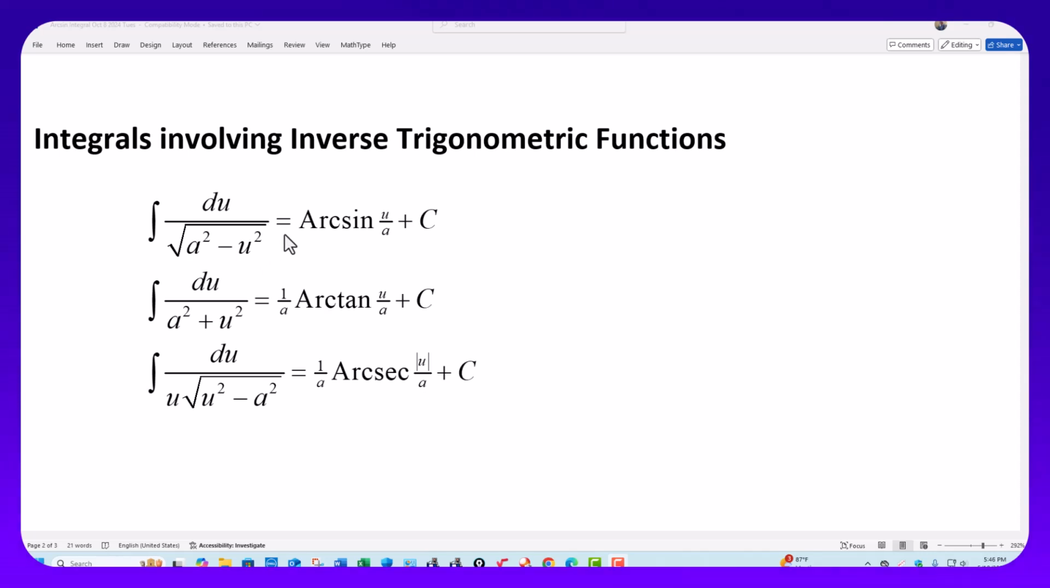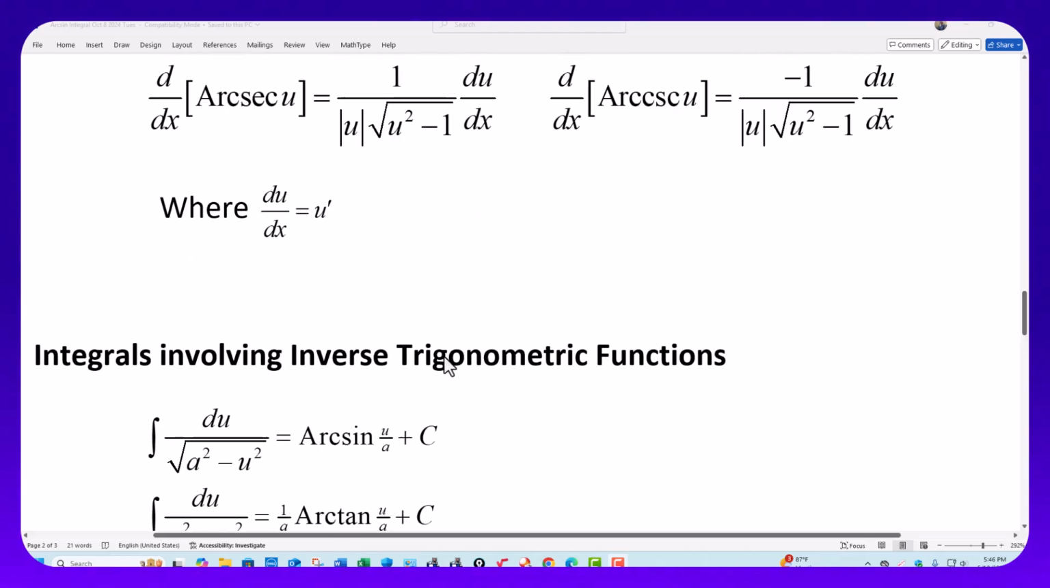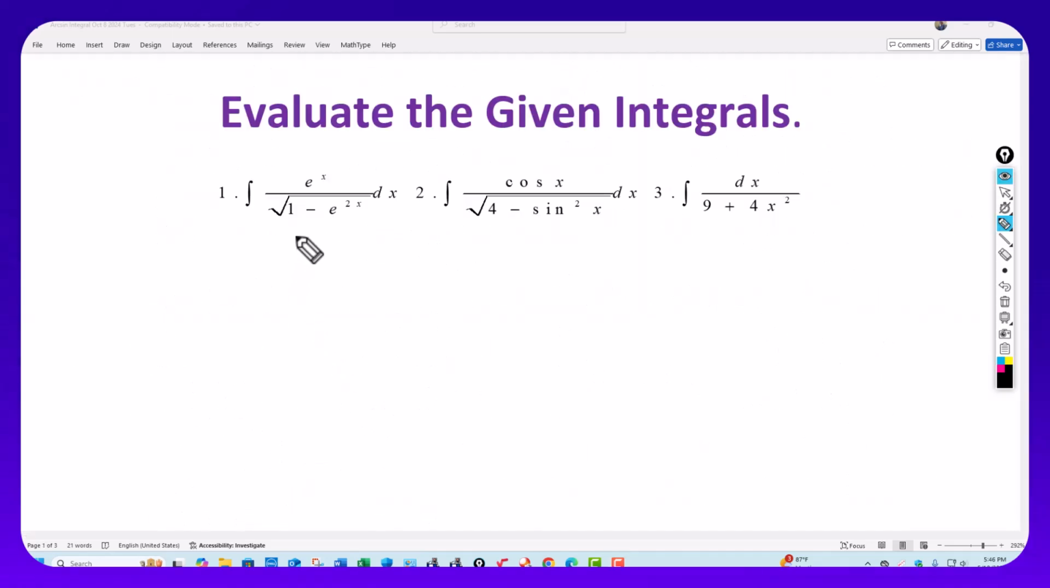Now in the ones that we're going to do for this video, two of them will involve the first formula here, and then the third one will involve the second formula here. So let's go back up. So let's look at the first one.